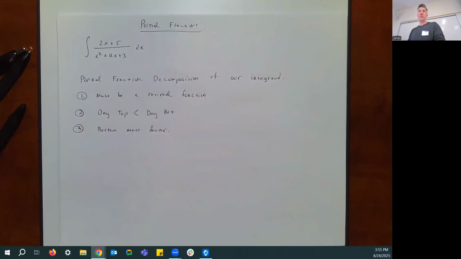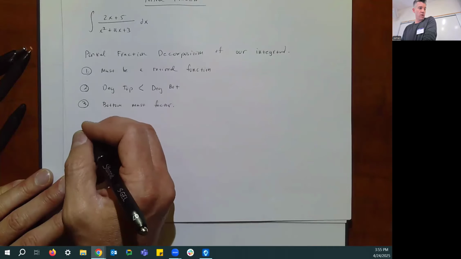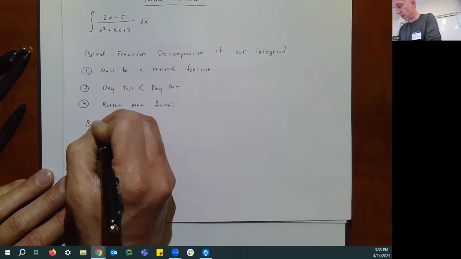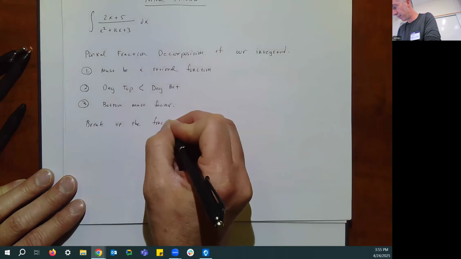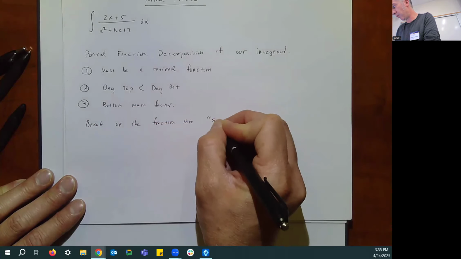And in this case, all 3 things are true. It's certainly a rational function. The degree on top is 1, the degree on the bottom is 2, and the denominator does factor as x plus 3 times x plus 1. So then, to do the partial fraction decomposition, here's what we do. We're going to break up the fraction into simpler fractions.